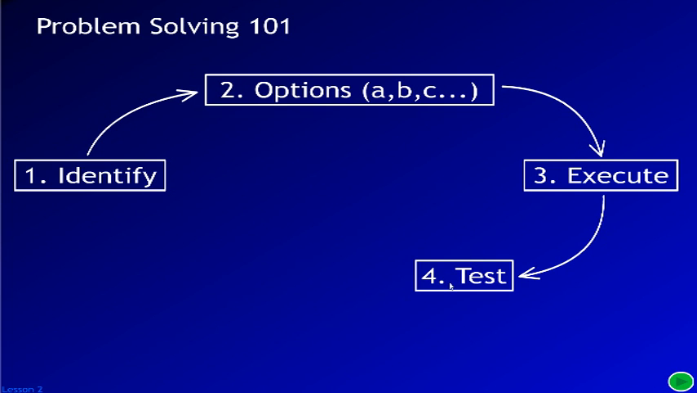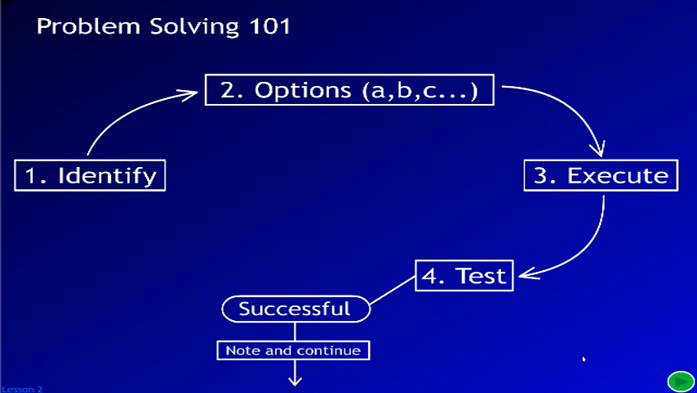And once you've tested, there are 2 possible outcomes. Either the test was successful, and if it was, it's important that you note what happened, by the way, so that you can come back to it later. If you have a similar issue later on down the line, you can reference the problem that you had, the execution, the test results, and what happened, so that you can apply it later and then continue to your next issue.